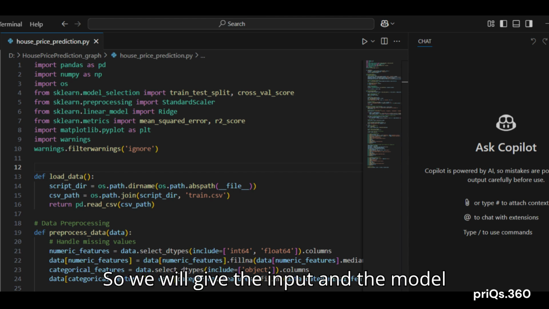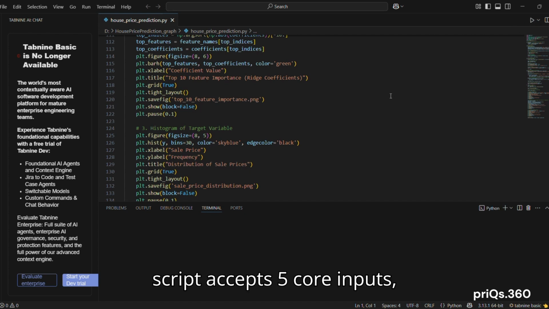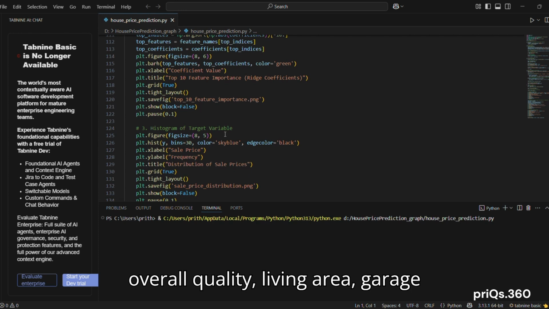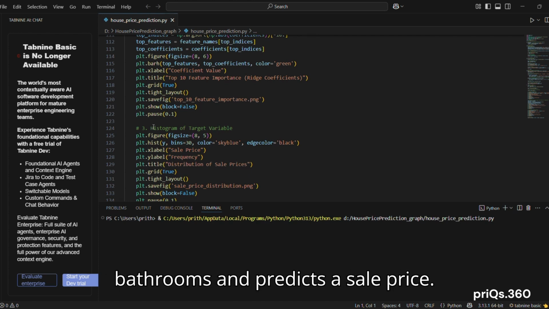So we will give the input and the model will predict. After training, the script accepts 5 core inputs: overall quality, living area, garage capacity, basement area, and number of bathrooms, and predicts a sale price.